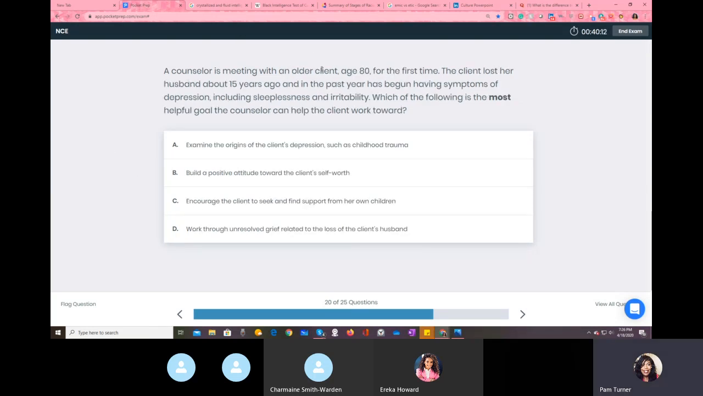A counselor is meeting with an older client, age 80, for the first time. The client lost her husband about 5 years ago, and in the past year has begun having symptoms of depression, including sleeplessness and irritability. Which of the following is the most helpful goal the counselor can help the client work toward? Okay, most helpful goal.